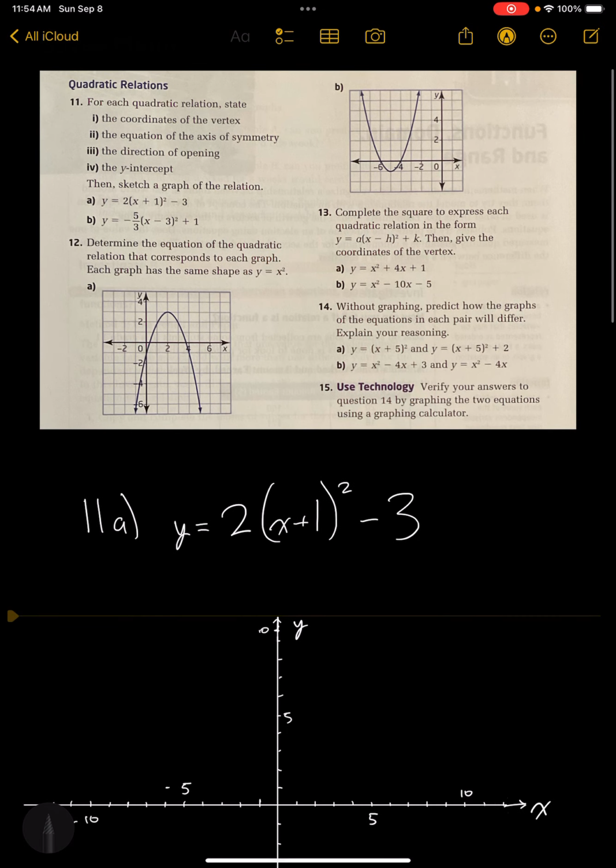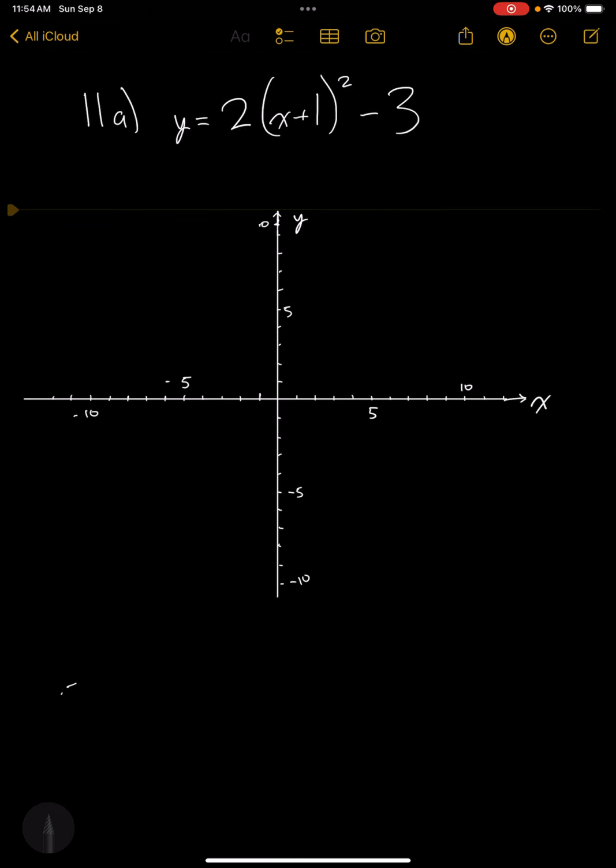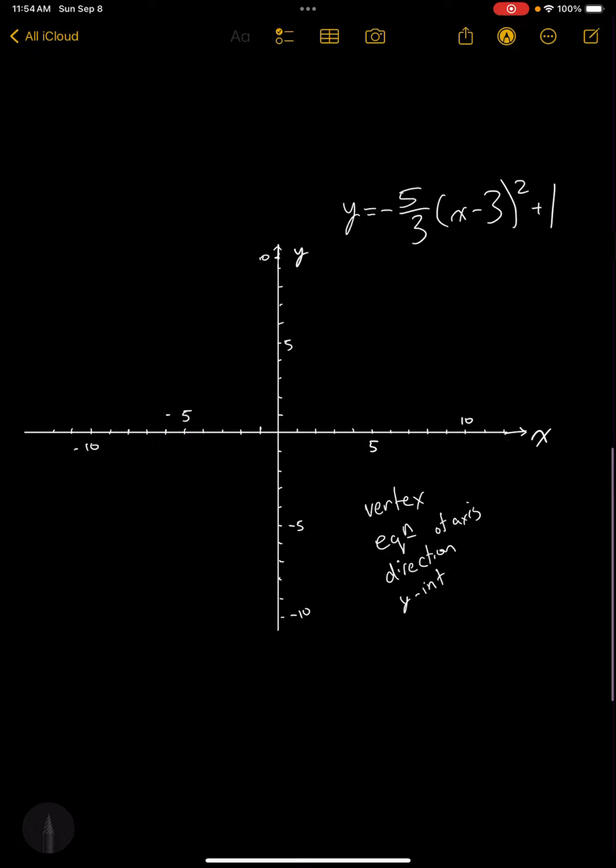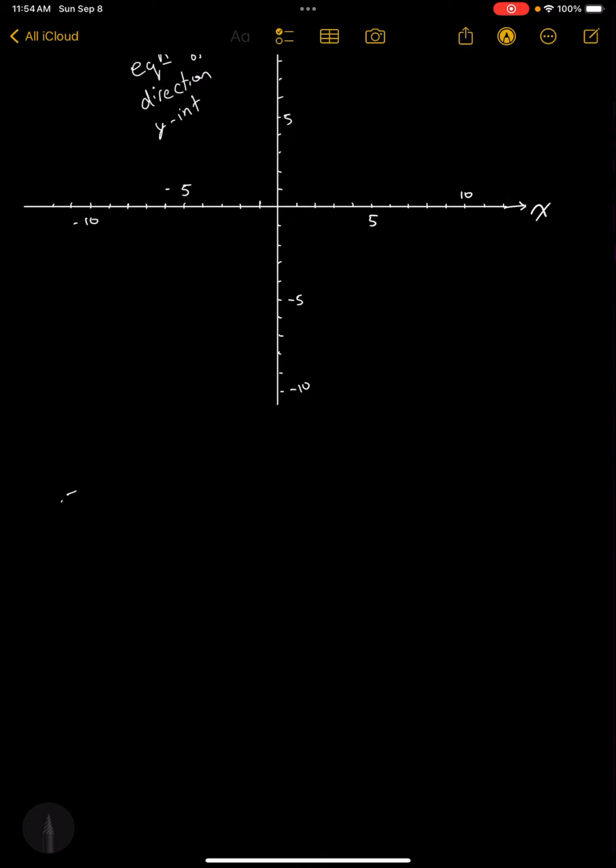Okay, looking at question 11. For each quadratic relation, state the coordinate of the vertex, equation of the axis of symmetry, direction of the opening, and y-intercept. So I wrote down the equation of both of these items. And we'll just move this here.